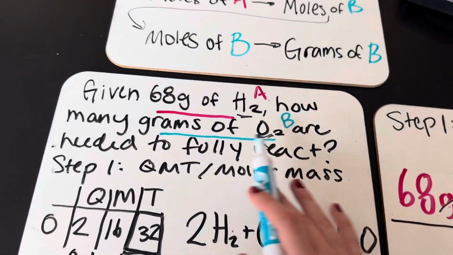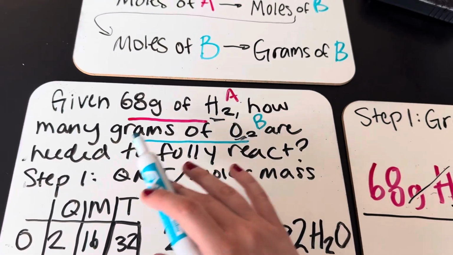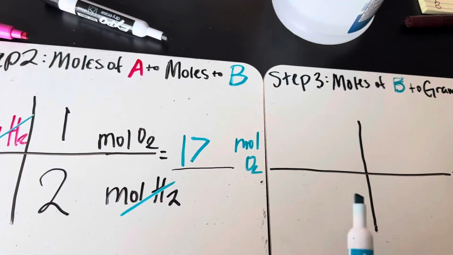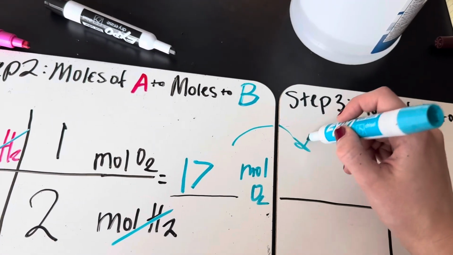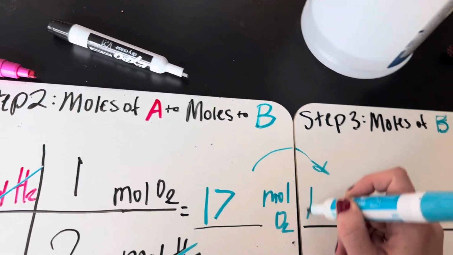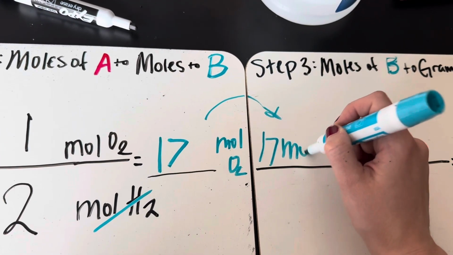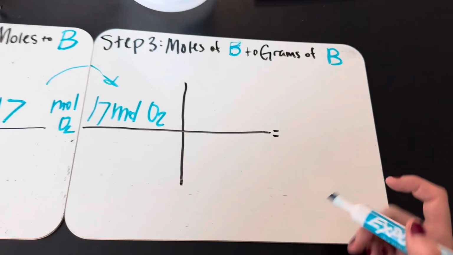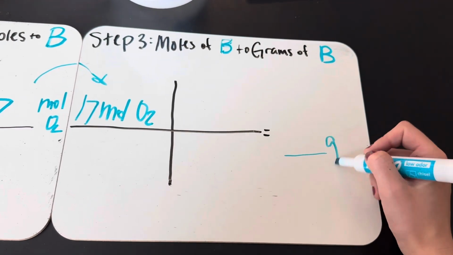However, I'm not done because the question didn't ask me for moles of O2. The question said how many grams of O2. So I can take this number and turn that into grams. So this is my last step. This becomes my new given. 17 mole O2. And I'm going to turn that into grams of O2. That's going to be my final answer.